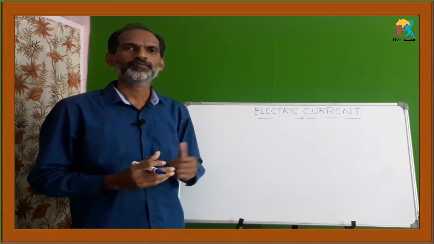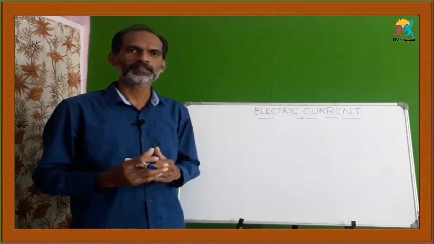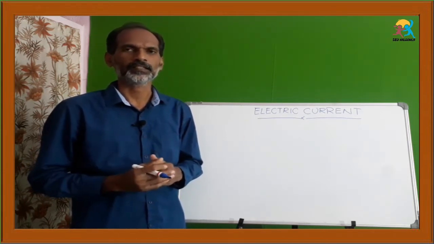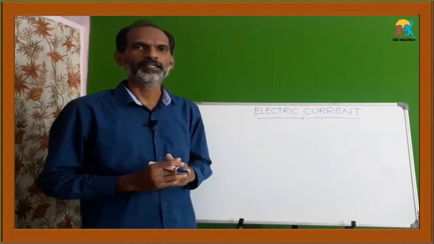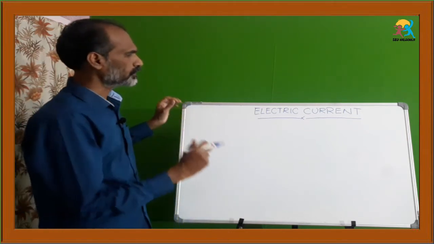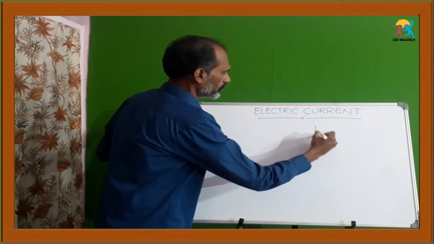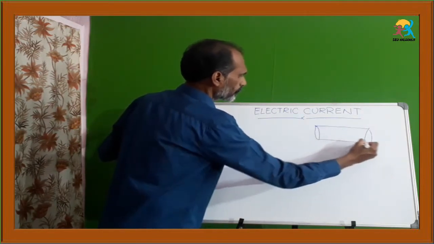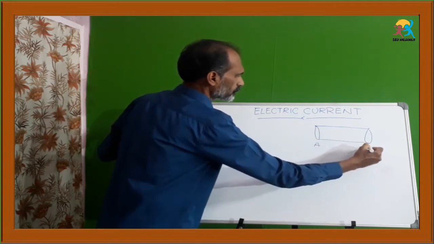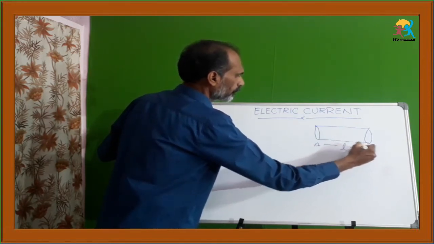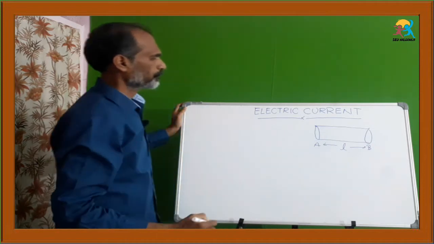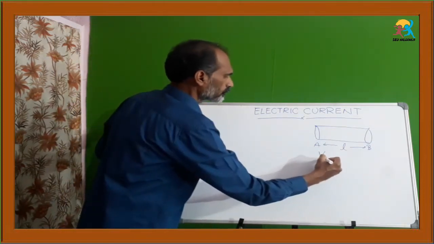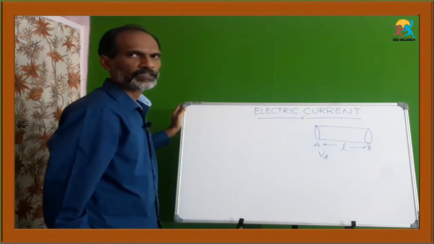So today we are going to find out the velocity of the electrons when they are moving in one particular direction. This velocity is known as drift velocity. Let us consider one electric conductor. AB is an electric conductor whose length is small l. Vd is the drift velocity of the electrons.